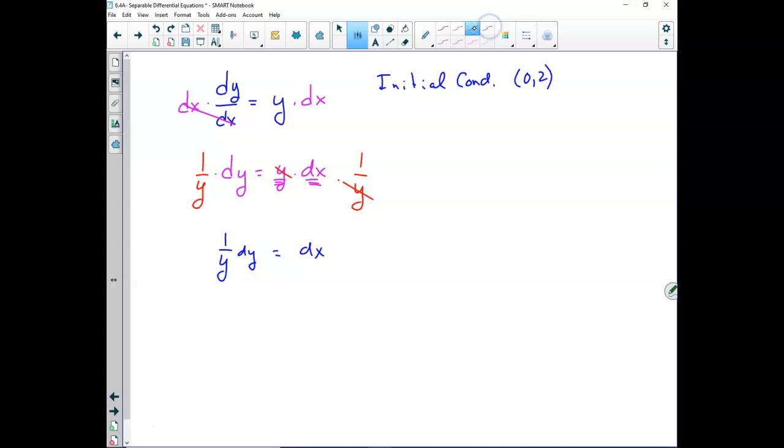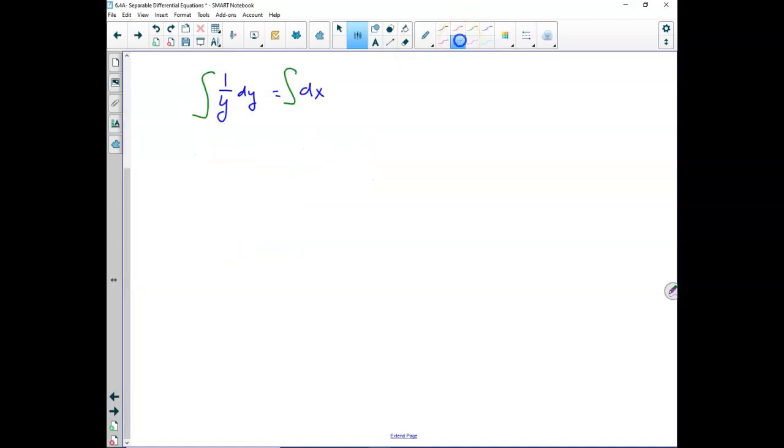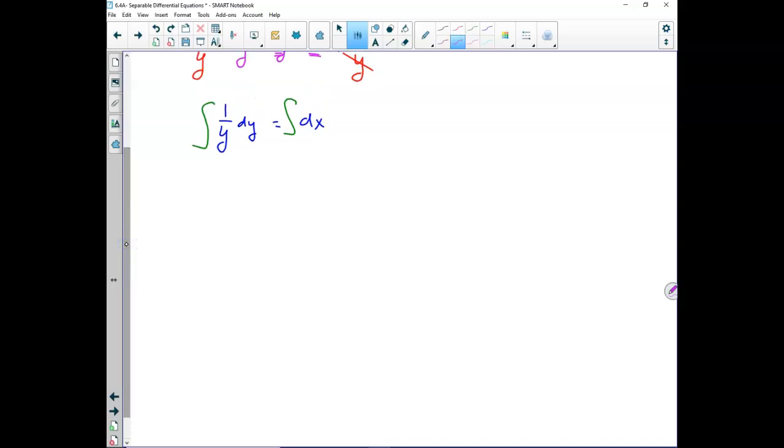What do I do next? That gives me the green light to integrate. I separate, then I integrate, okay? Ooh, boy, oh boy. What is the antiderivative of 1 over y dy? Looks like an ln absolute value of y, doesn't it? Equals, what's that? That's x plus c. Okay. I do have an initial condition of 0, 2. In the end, I need to find c and solve for y.